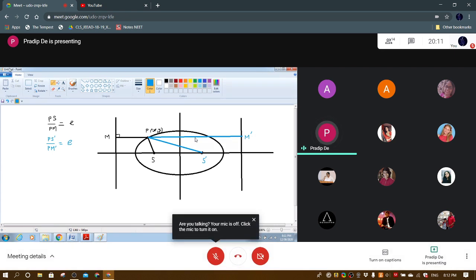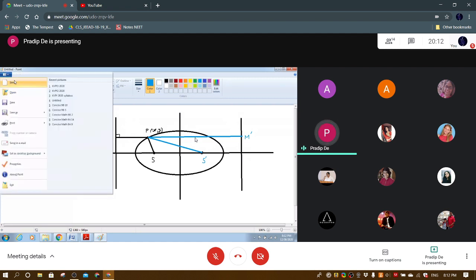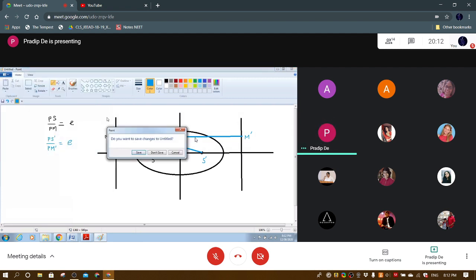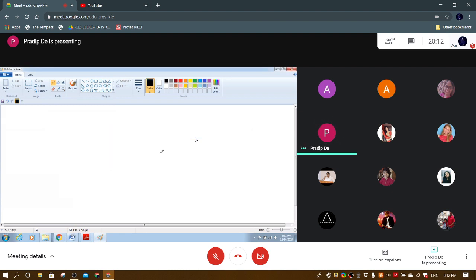So likewise, now it is not necessary that the major axis will be along the x-axis. Minor axis will always be along the y-axis? No. In general, the major axis can be anywhere, and the minor axis will be perpendicular to it. But these are special cases. What we are studying now are special cases. I'm just trying one rough diagram, but you can understand.